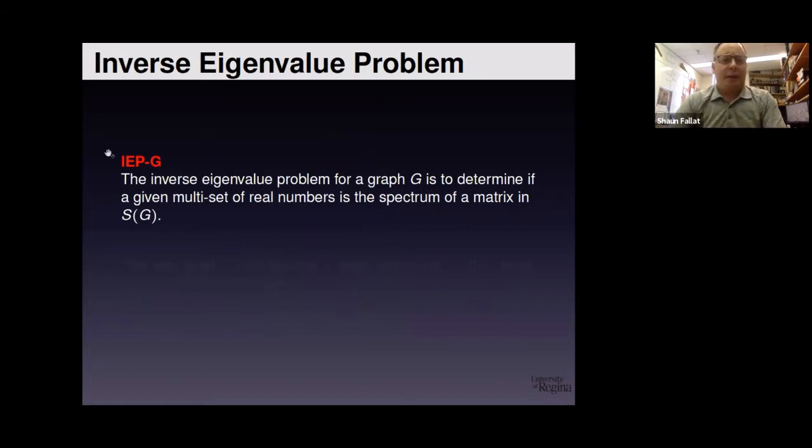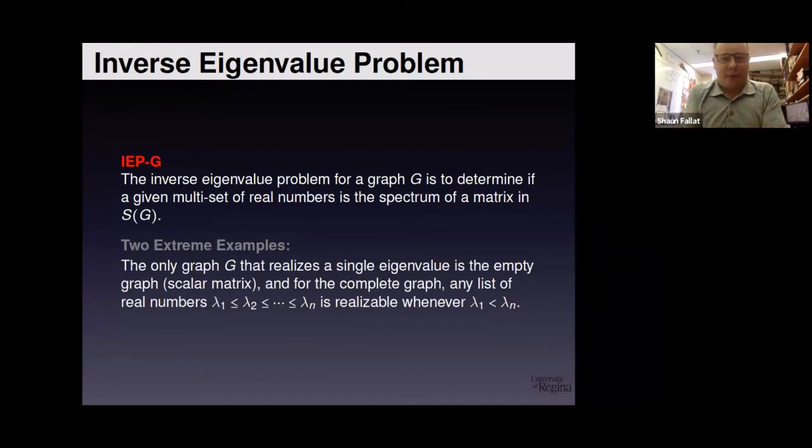I'll just mention, discussing nullities of graphs is just a small part of a massive undertaking and problem that many folks are looking at. I phrase it here as the inverse eigenvalue problem for a graph. The idea is you want to decide if a given multiset of n numbers is the spectrum of some matrix in S(G), where the size of the vertex set is n. Simple problem, but aside from some very basic graphs and small graphs, we don't really have complete answers here. So I'll just say some real simple things.